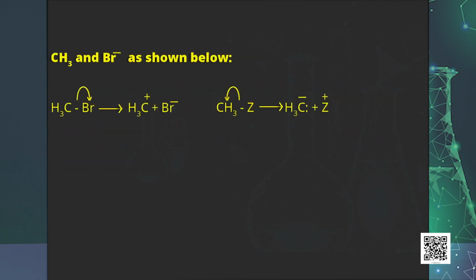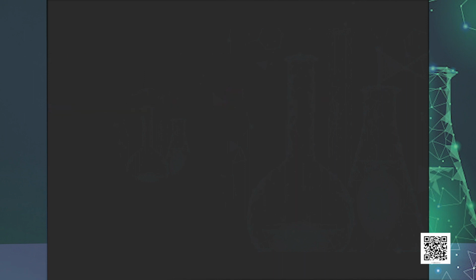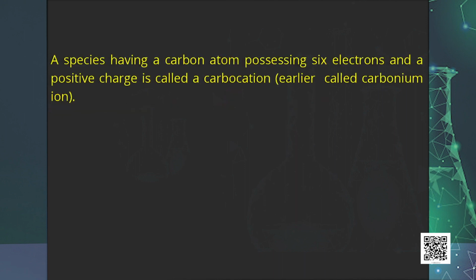For example, when a methyl bromide molecule undergoes heterolytic cleavage, we get a methyl carbocation with a positive charge and a bromide ion having a valence octet and a negative charge. A species having a carbon atom possessing 6 electrons and a positive charge is called a carbocation. Earlier it was known as a carbonium ion, but now we are calling it carbocation.